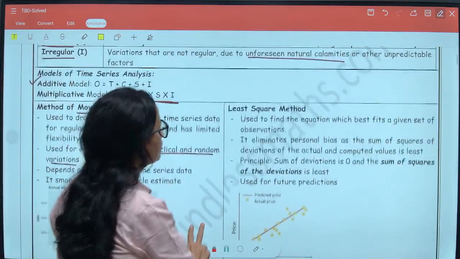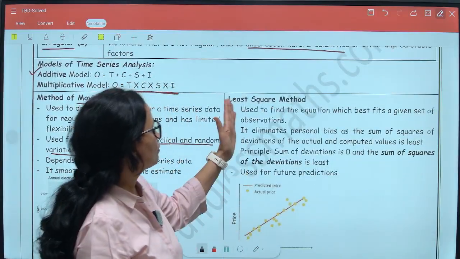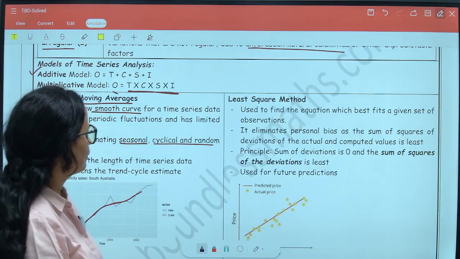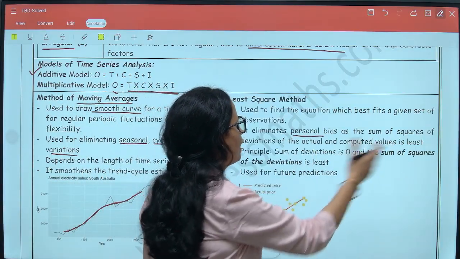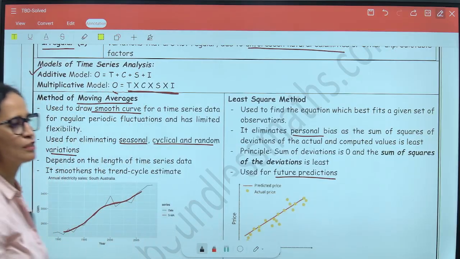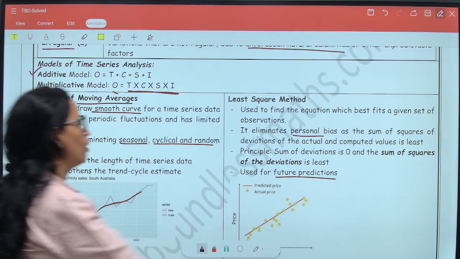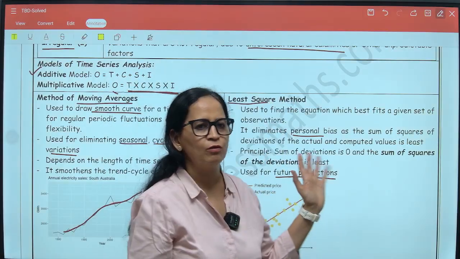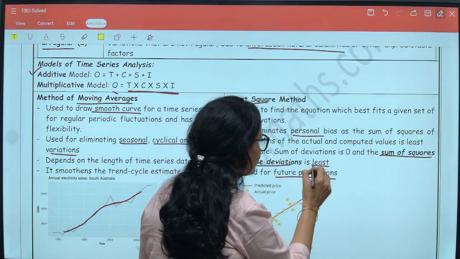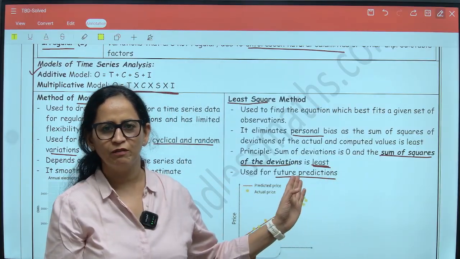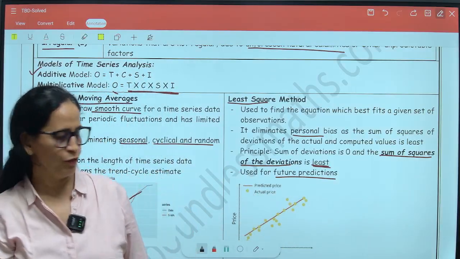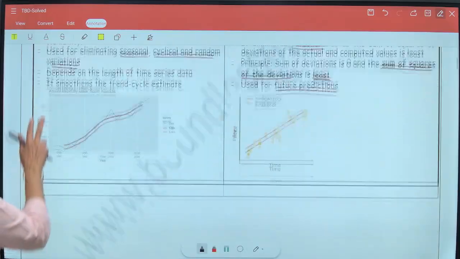Now let's come to what is least square method. So least square method assumes that your data can be represented by a linear equation. It eliminates personal biases and it is used for predicting future values. So the main thing here is it is used for predicting future values. And why is it called least square method? Because here we calculate certain deviations and the sum of the squares of the deviations is least. So what is least here? Sum of the squares of the deviations. What deviations, how they are calculated, why they are least, we'll understand when we do the questions for the least square method. So let's start with the moving averages method.